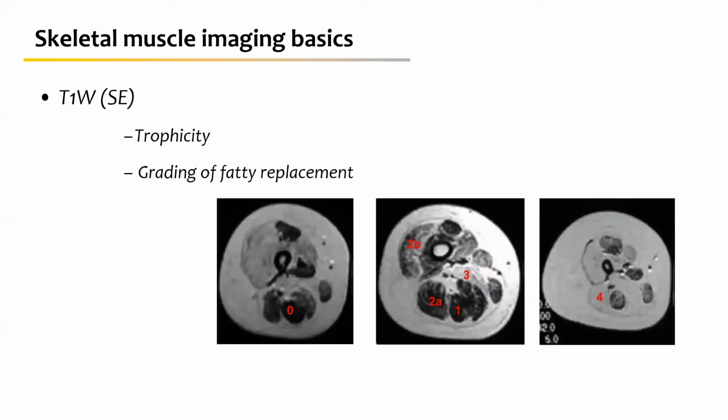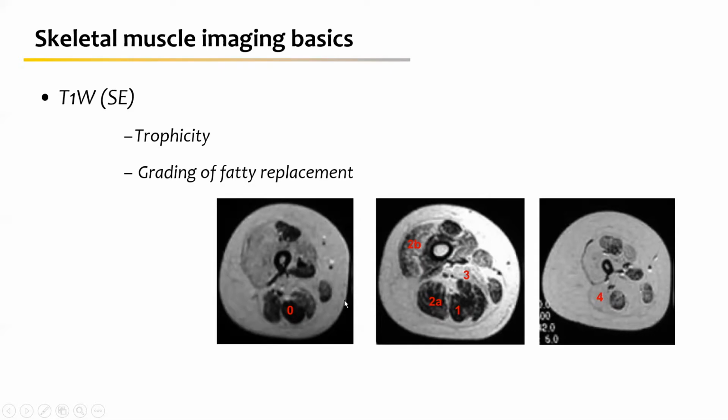Next is to look for the existence of fatty replacement within the muscle, and you can detect that very well because fat is strongly hyperintense in a T1 weighted image. And there are different ways to grade the degree of fatty replacement. You go from the minimum when the muscle appears normal up to the maximum, here from 0 to 4, when the muscle is strictly isointense with the subcutaneous fat, indicating that the muscle is totally replaced.